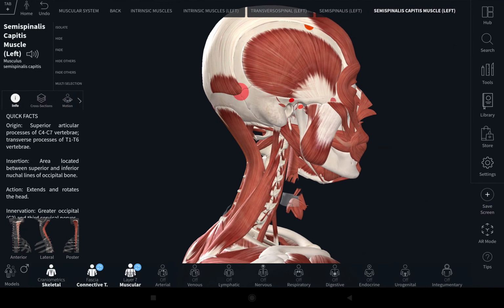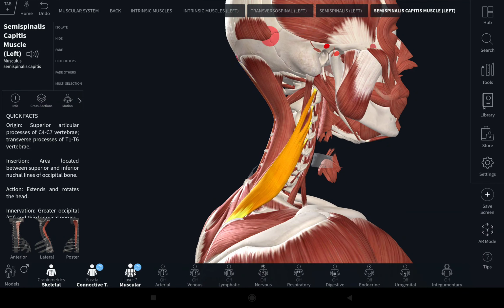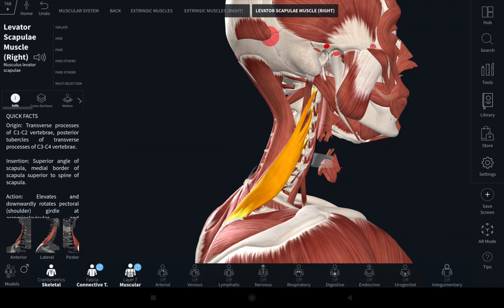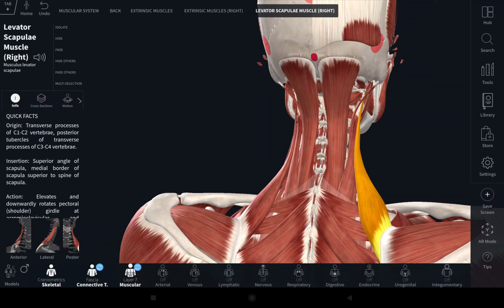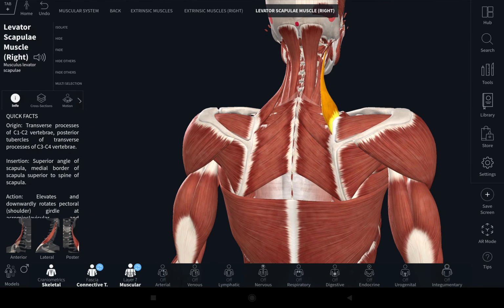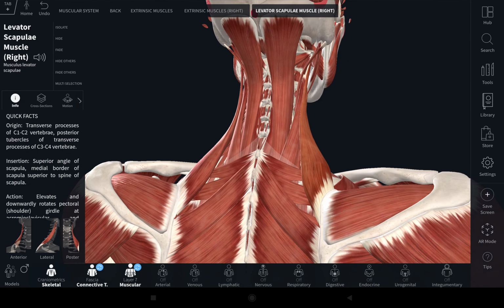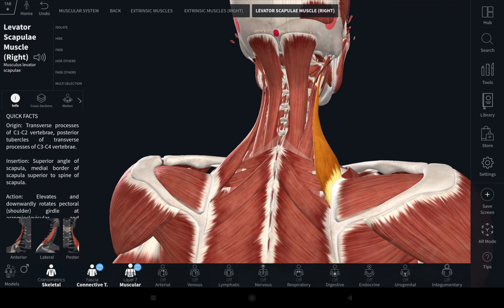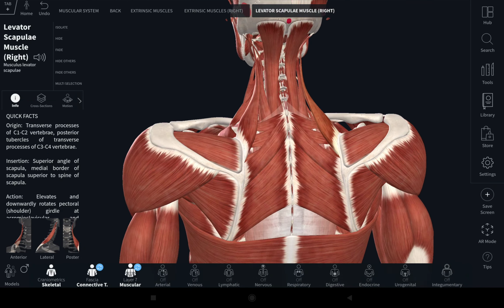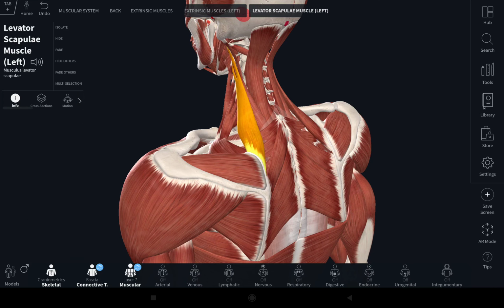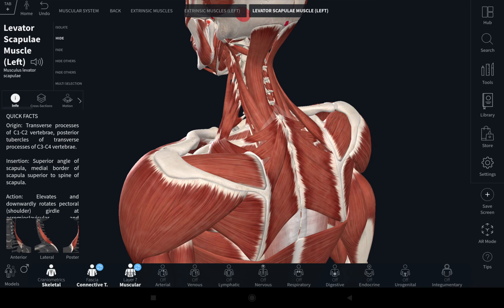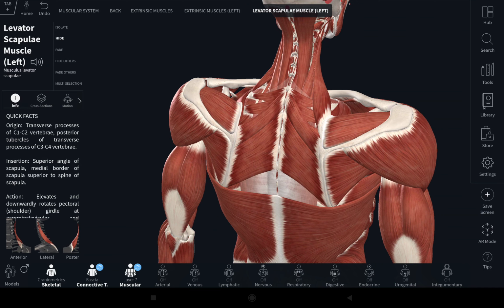Now a muscle we see here is the levator scapulae muscle. Here we see the scapula, and this muscle elevates the scapula, so its name is levator scapulae muscle. We remove the levator scapulae muscle.